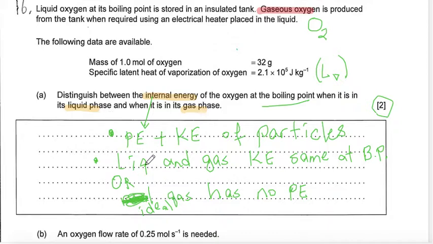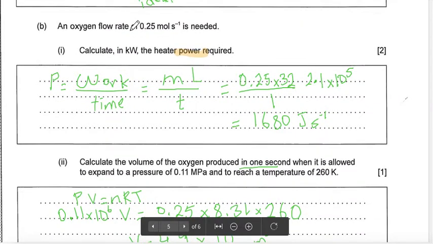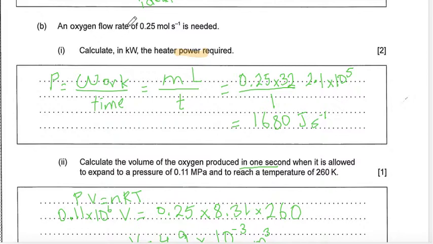Now, you could also say liquid and gas have the same kinetic energy at boiling point. Obviously, they're at the same temperature. This calculation bit, now we're given flow rate. This isn't any of the terms that we use in our formulas, but looking at the unit, moles per second, use your common sense, 0.25 moles in 1 second. So you're going to need a mole versus time ratio for this number. We are asking for power. What is power? Work divided by time.